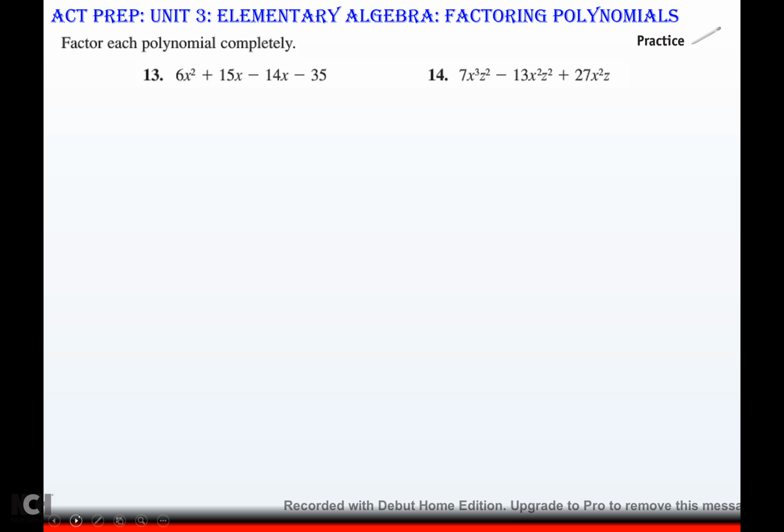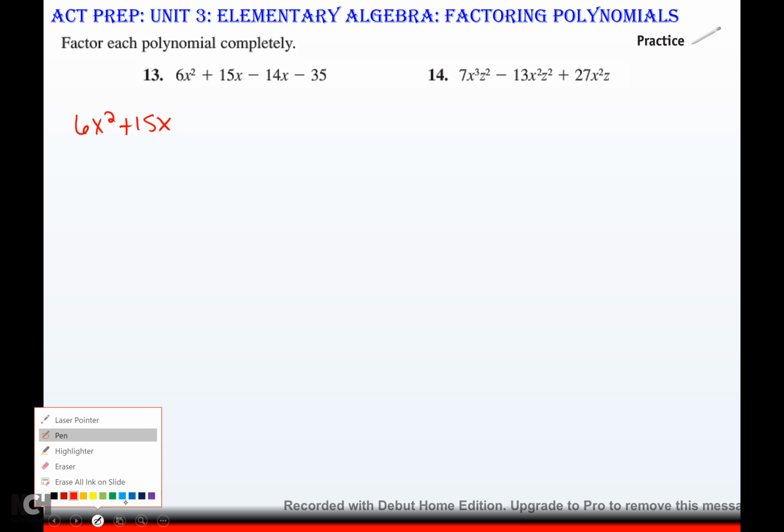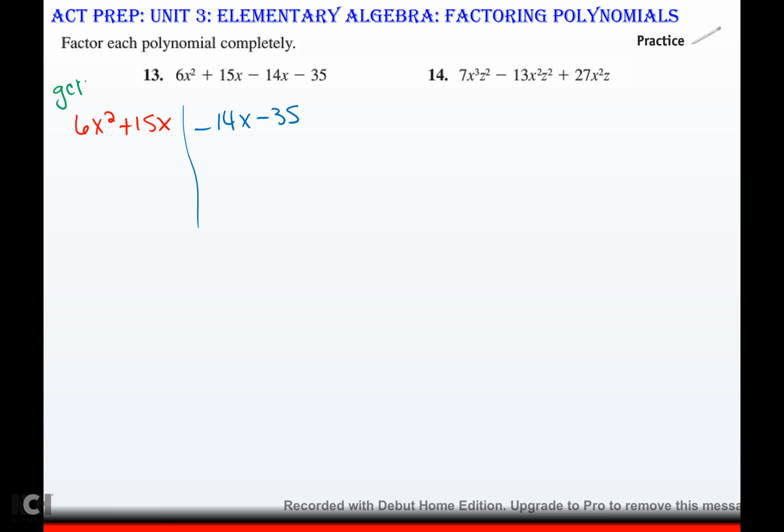Okay, 13. I'm going for 4 terms, so I'm going to go 2 by 2, 6x squared plus 15x minus 14x minus 35. Split it. I'm going to GCF on this side. Biggest number that goes into 6 and 15 is not 6, 5, nope, 4, nope, 3, yep. And they have 1 copy. Smallest degree of x is 1. So my GCF is 3x. To get what's left, I divide by it, which is going to be 2x plus 5.